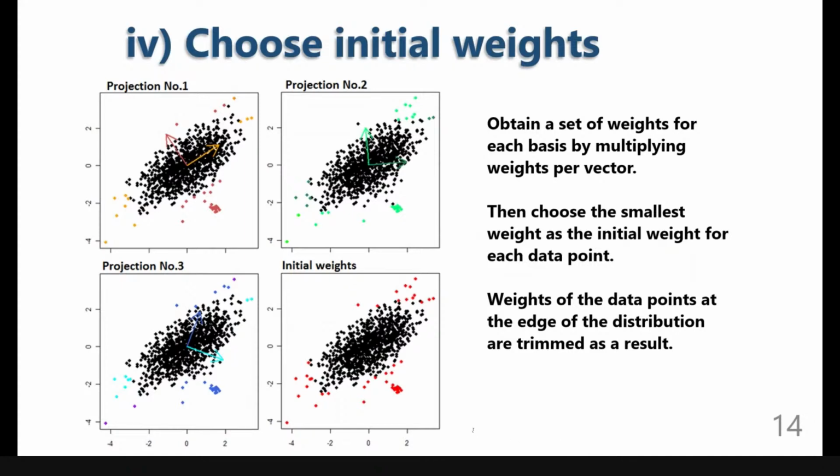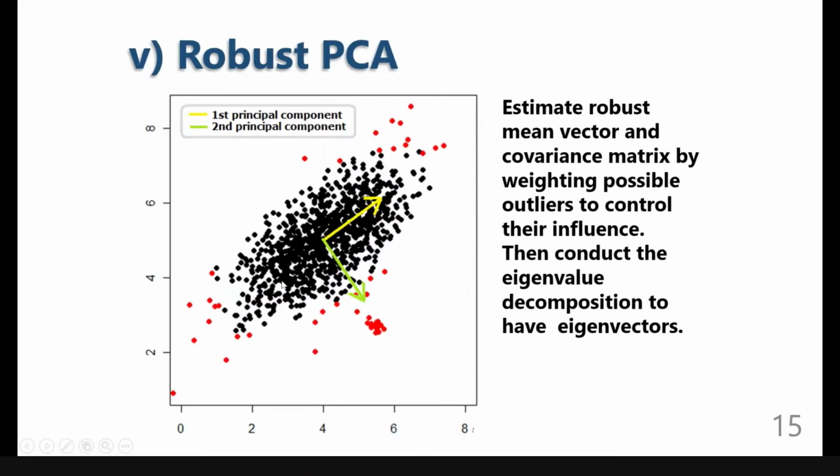This procedure is repeated for every vector. And after finishing the projection, now one observation will have as many weights as the number of vectors created in the first step. Then we select the smallest one among them for each observation. The next step is weighted principal component analysis.